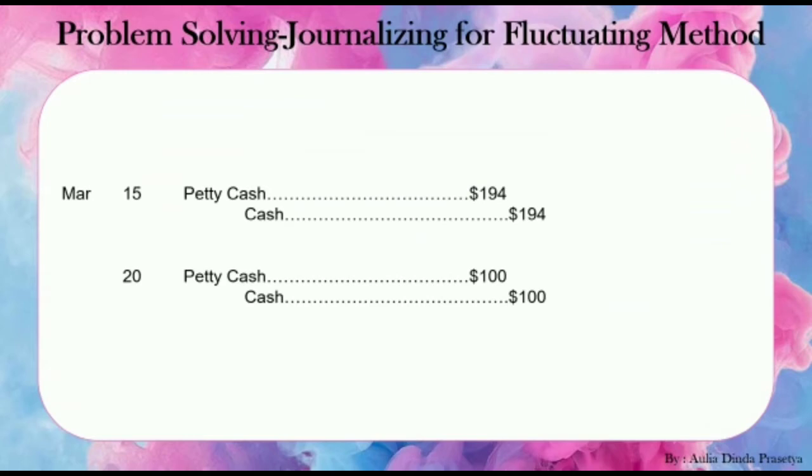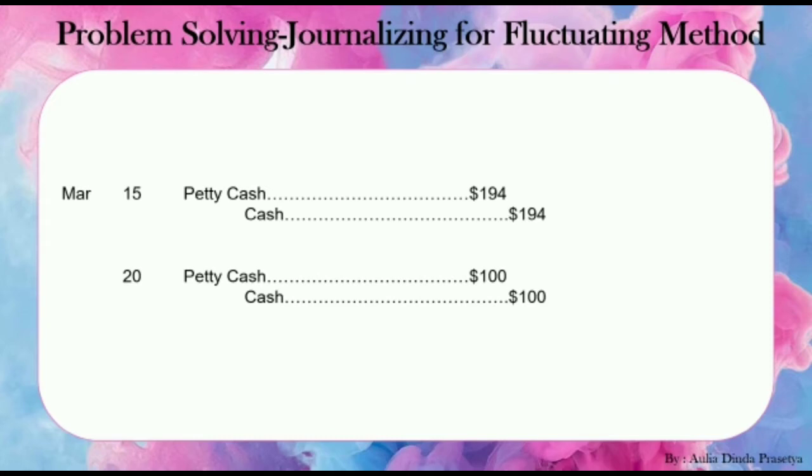Okay, next is for March 15. It is when Ernest Company replenished the petty cash to 200 US dollar. So, the journal will be petty cash to cash amounting to 194 US dollar.